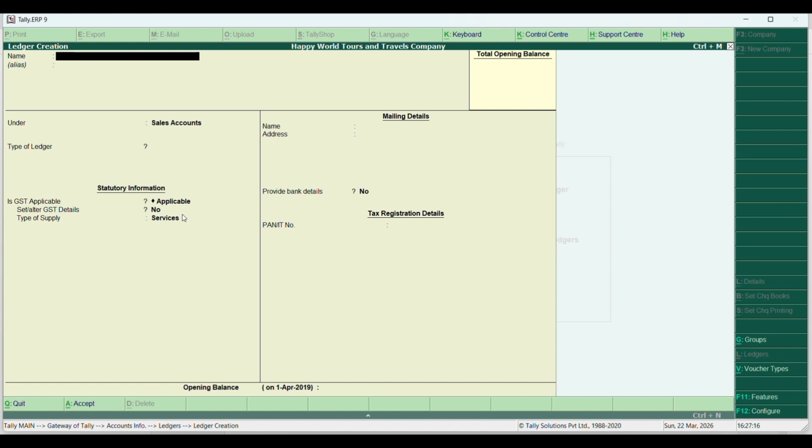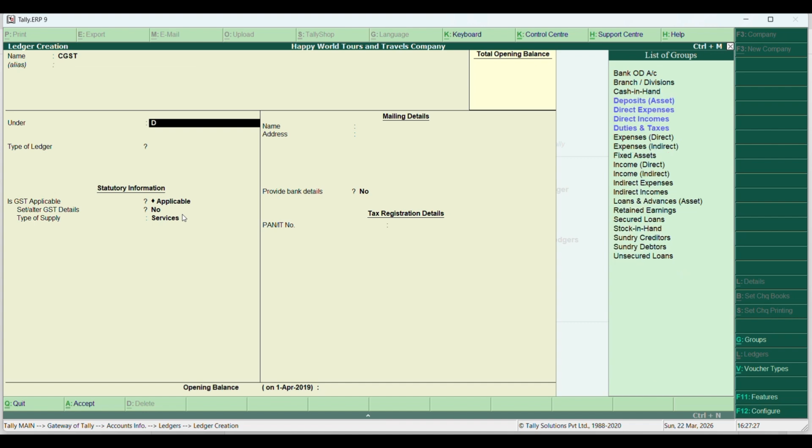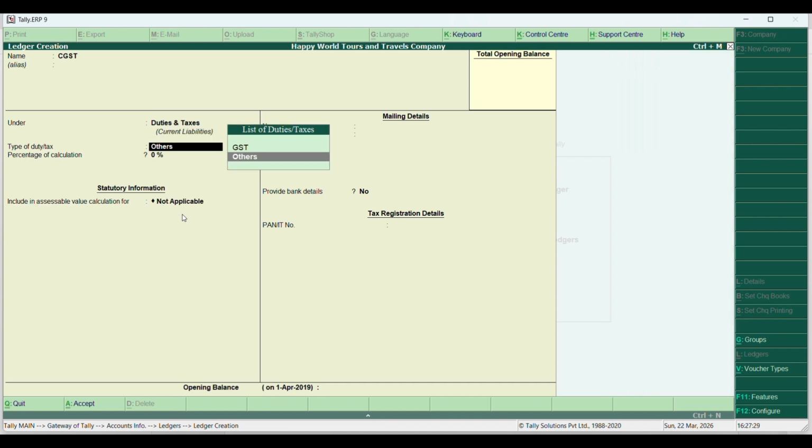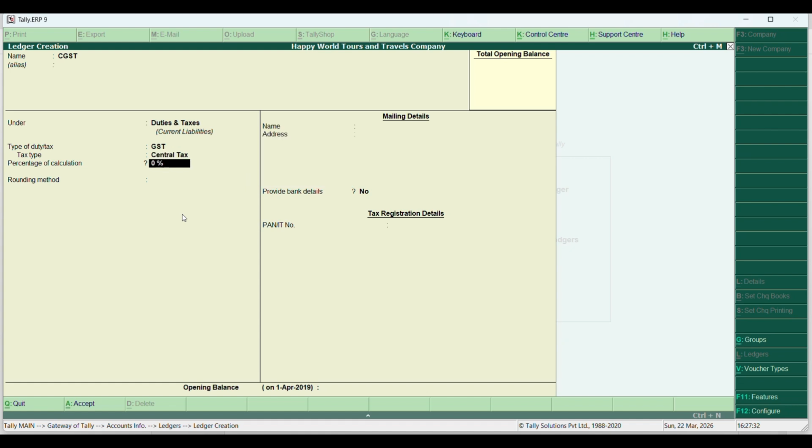Yes. Now we also have to create CGST. Okay, CGST. This will be under duties and taxes. GST. Tax type central tax. Don't give any percentage of calculation. It is going to calculate on its own because every transaction is having a different percentage, so we can't give the divisions here. So this is a general CGST ledger, so we'll just keep it as it is.